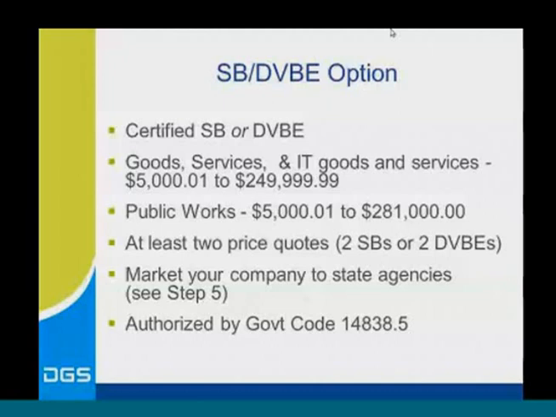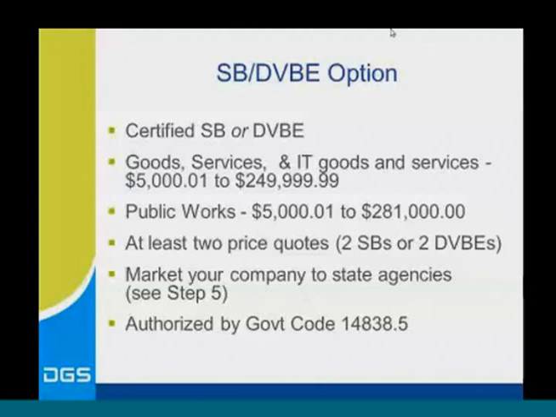All the state buyer has to do is go into the database and find at least 2 small businesses or 2 DVBEs. And this is why it's important: if you are a DVBE, if you qualify for the small business certification, get it. Because these are 2 separate entities. If I'm a state buyer and I'm looking for small businesses, I'm just going to look at the small business portion of your certification, not the DVBE portion.